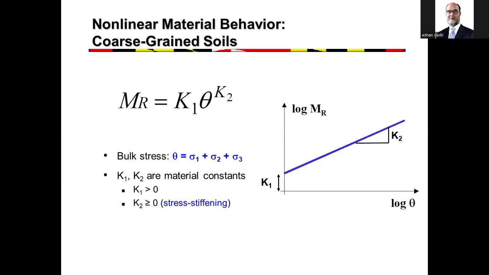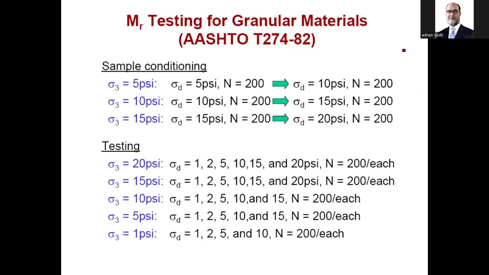For example, we apply a 5 psi sigma 3 load, and sigma 3 load is from the water side, and we get deviator stress of 5 psi at 200 cycles, and then we do it at 10 psi, then at 15 psi, and we just keep testing at different deviator stresses. Then we apply 200 cycles of load each.